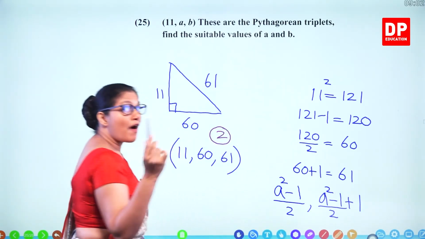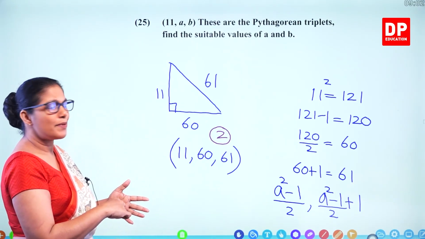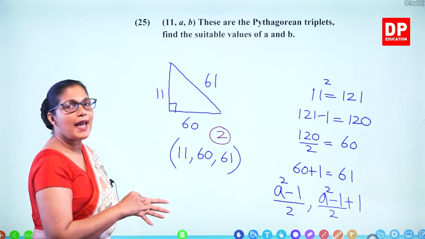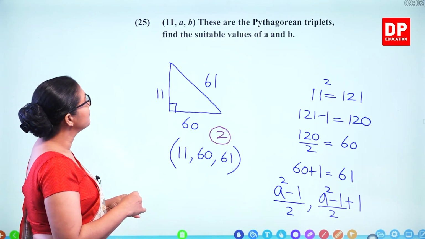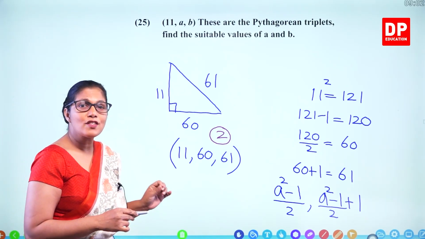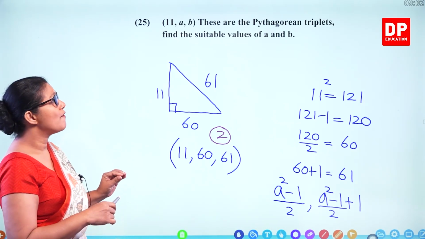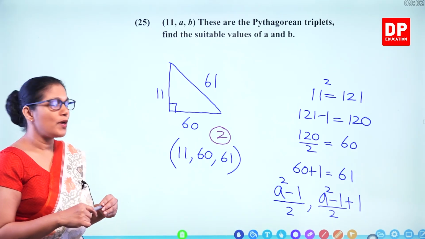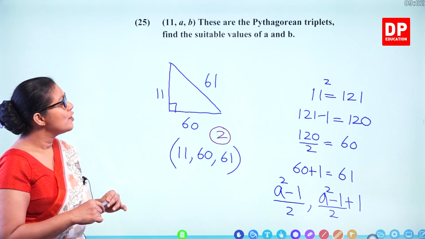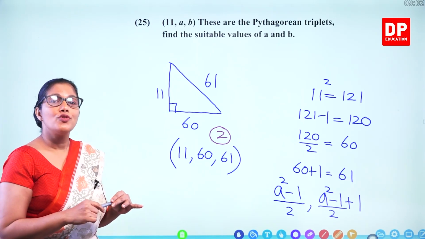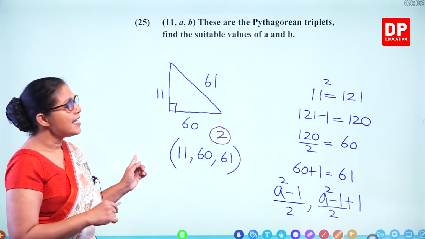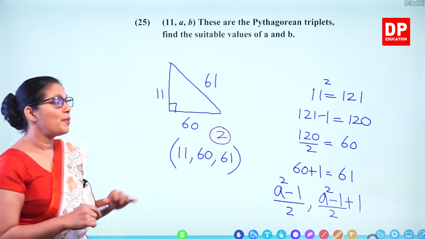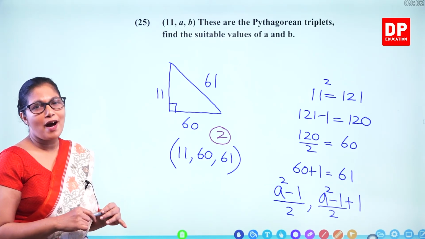So 3, 4, 5. What are the other triplets you can remember? 5, 12, 13, 11, 60, 61. This is the last question in this paper. So we covered all 25 questions in this paper. Make sure that you do all the questions and look at my video. Each question is worth 2 marks, so we gave all 50 marks to this paper.